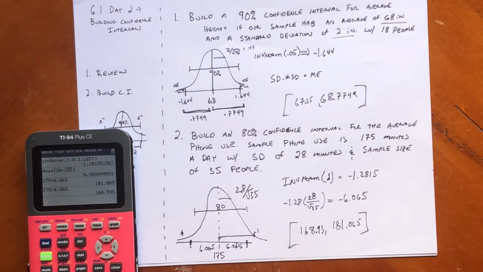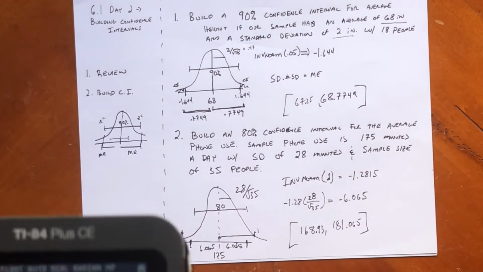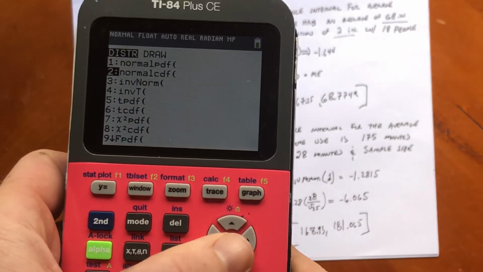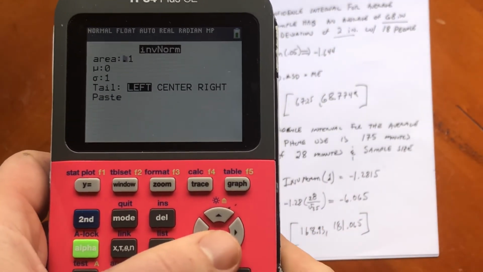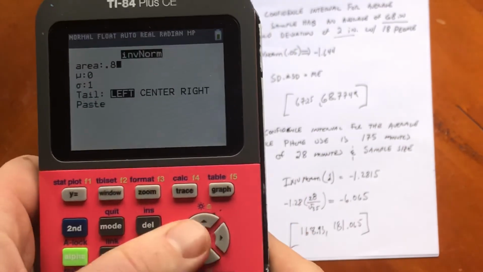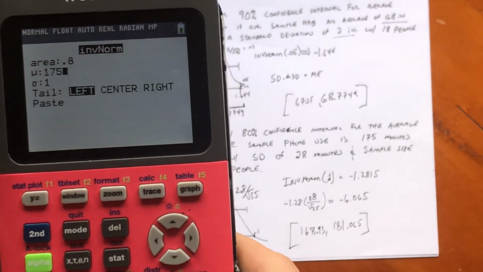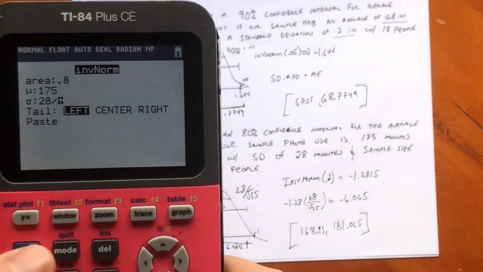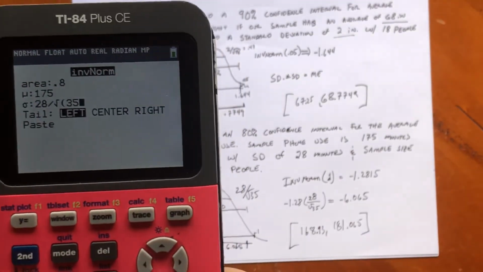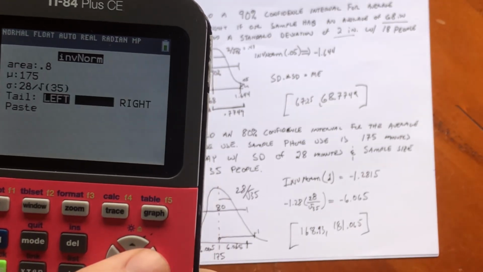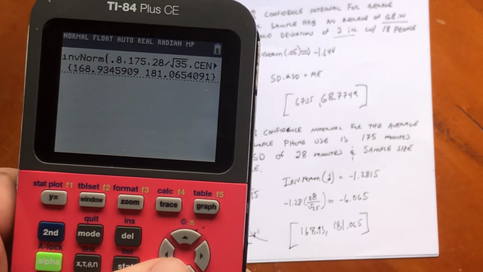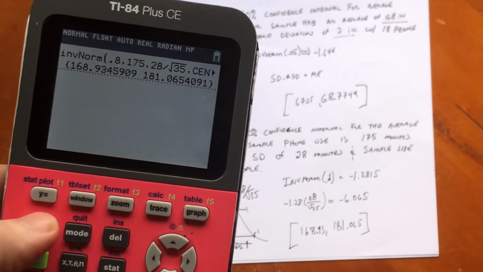181.065 minutes. If I want to do that on the calculator real quick, I'll just go second distribution. I want to do invert norm. I want an 80% confidence interval. My mean was 175. My standard deviation was 28 divided by the square root of 35. We want it to be the center. Paste. There you go. 168, 181, just like we said, right?